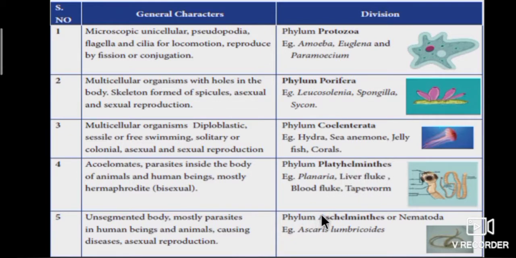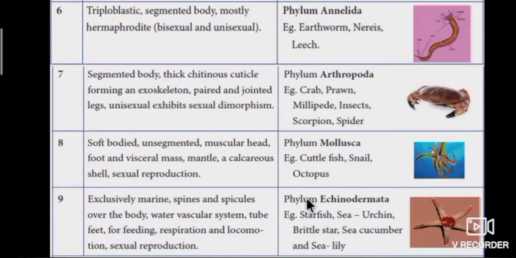Fifth phylum is Aschelminthes or Nematoda. It is unsegmented body, mostly parasites in human beings and animals. It causes diseases and involves sexual reproduction. Example, Ascaris lumbricoides.